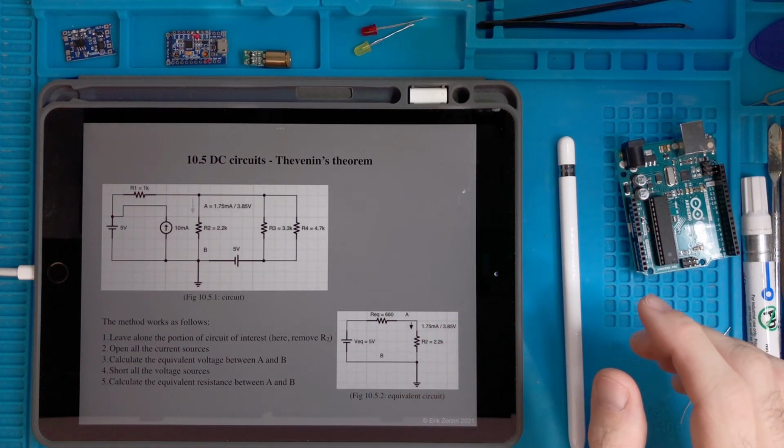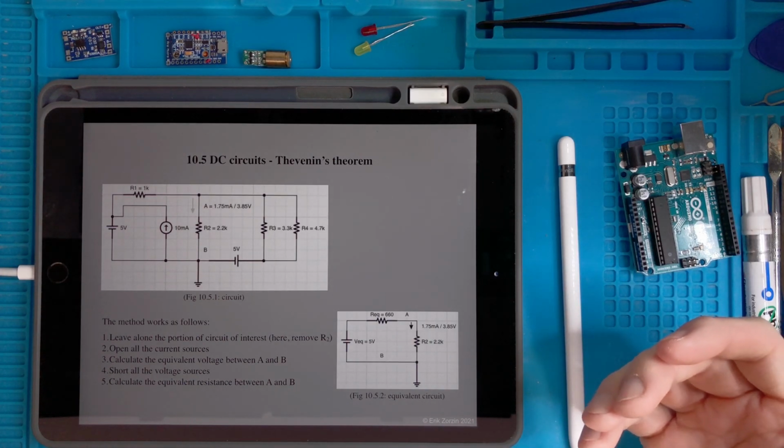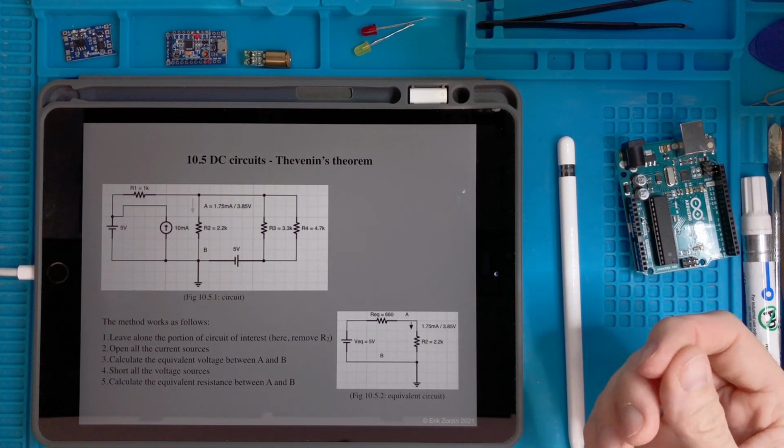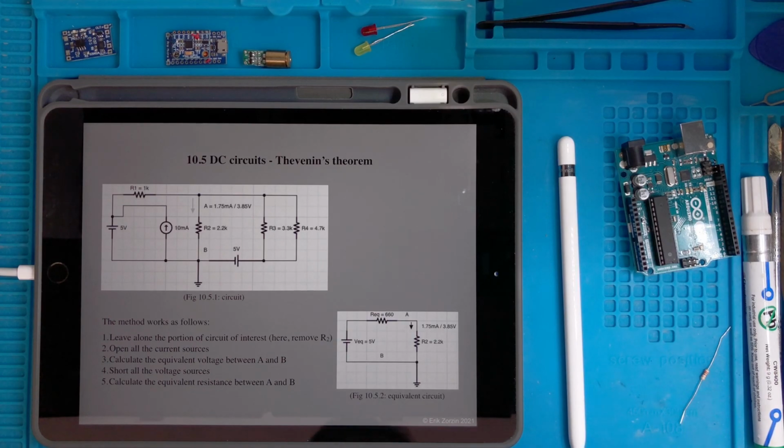So then there are also other methods which are useful to know, and we will do this next time.